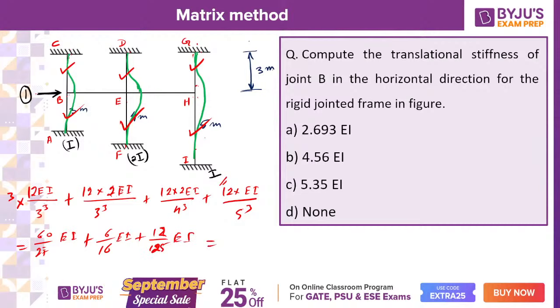That's all. You just do the calculation and you will end with the value. See, 60 by 27, this one. Just do the calculation, how much you are getting. This is 12 by 125. You will end with this value, 2.69 of EI. Did you get that?